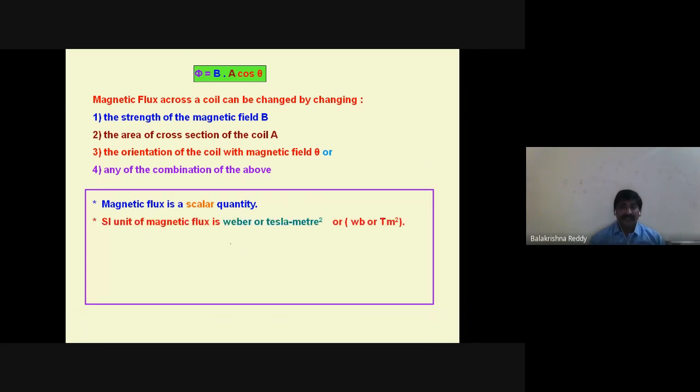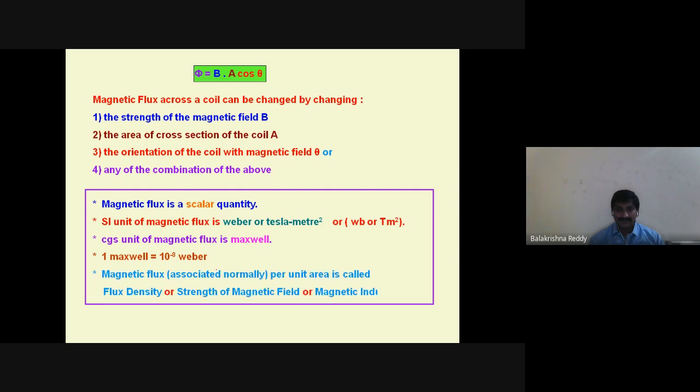Now, the SI unit of magnetic flux is Weber or Tesla meter square. The CGS unit of magnetic flux is Maxwell. For magnetic field it is Gauss, remember. 1 Maxwell equals 10 to the power minus 8 Webers. Magnetic flux per unit area is called magnetic flux density, or strength of the magnetic field, or magnetic induction.